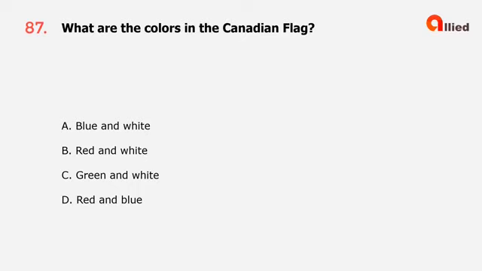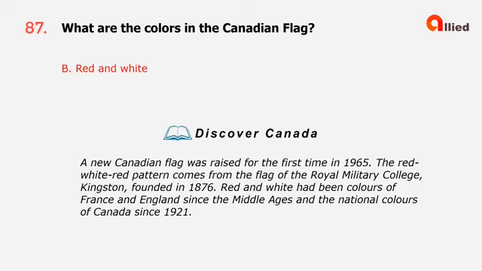Question 87. What are the colors present in the Canadian flag? A. Blue and white. B. Red and white. C. Green and white. D. Red and blue. The answer is B. Red and white.